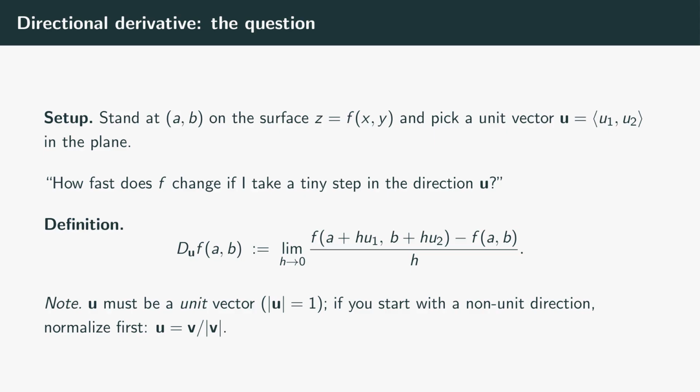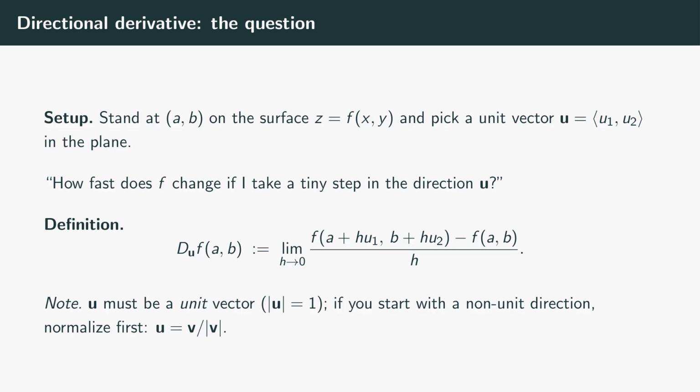Here is the question we want to answer. You're standing at a point (a, b) on the surface z equals f of x, y. Pick a direction in the plane encoded as a unit vector u with components u1 and u2. How fast is f changing as you step from (a, b) in the direction u? The formal definition is the same flavor of limit you've now seen many times.